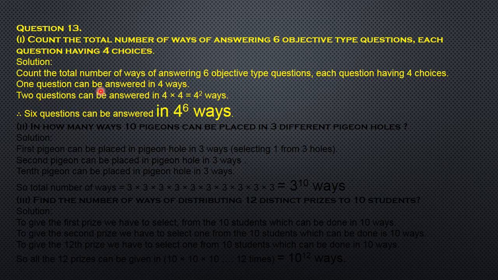Now one question can be answered in 4 ways: option A or option B or option C or option D. Therefore 1 plus 1 plus 1 plus 1, the answer is 4 ways. Question number 2 can be answered in 4 ways. Therefore, the first question and the second question, so two questions can be answered in 4 into 4 ways, that is 4 square ways. Similarly, 6 questions can be answered in 4 power 6 ways. This is the first subdivision answer.